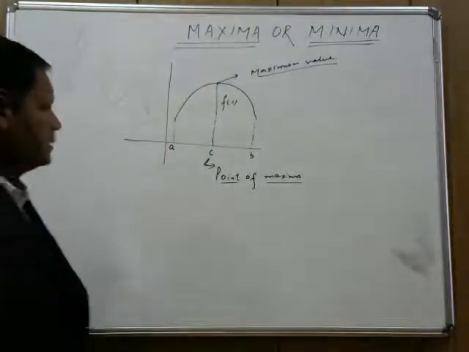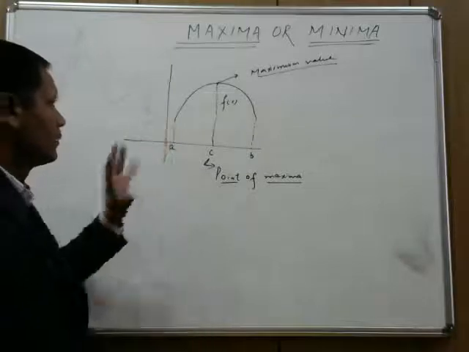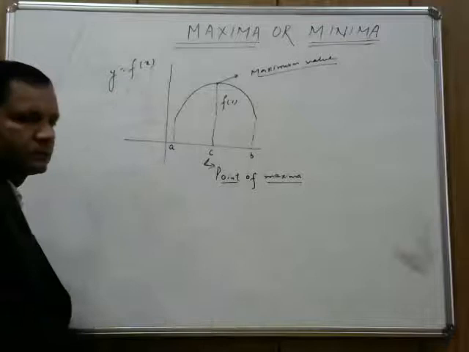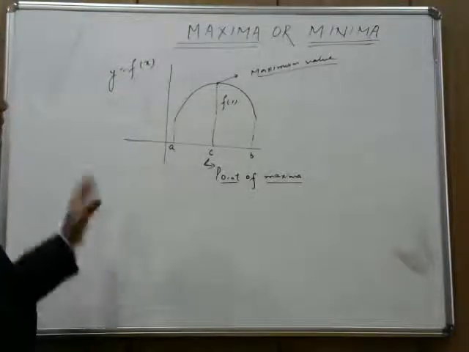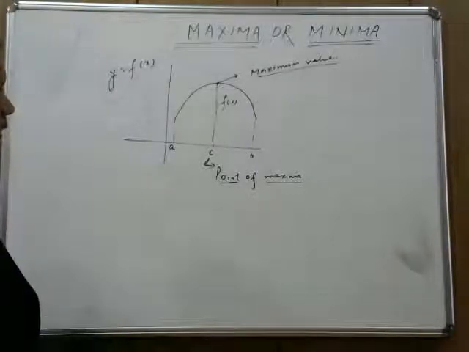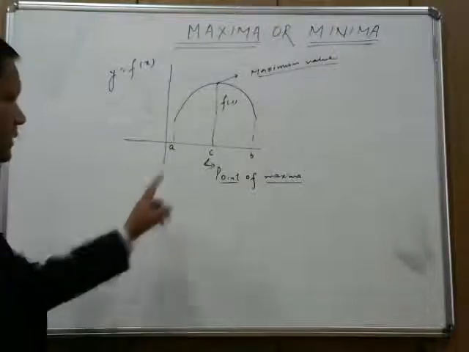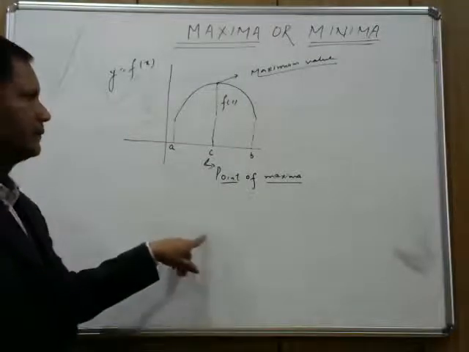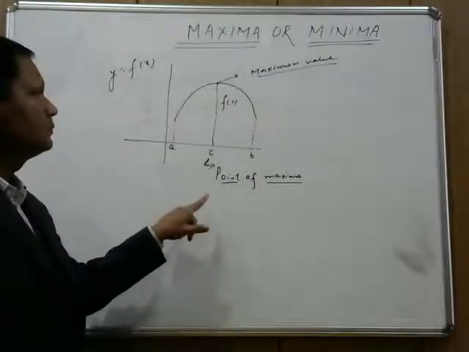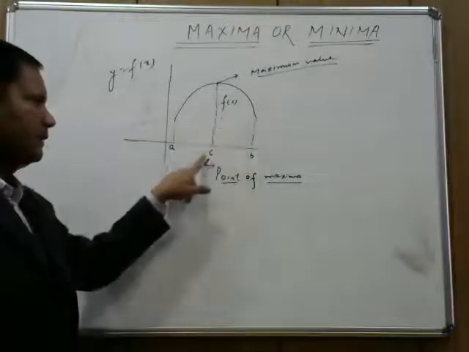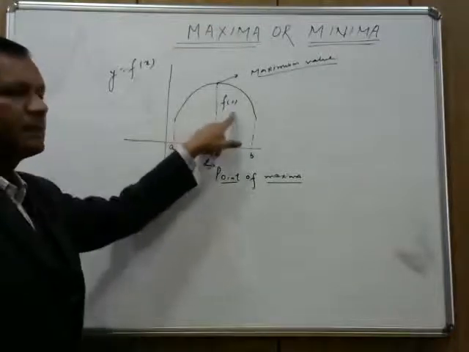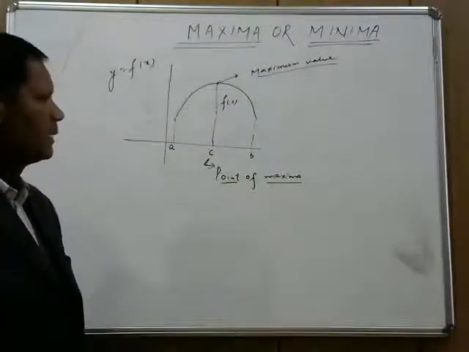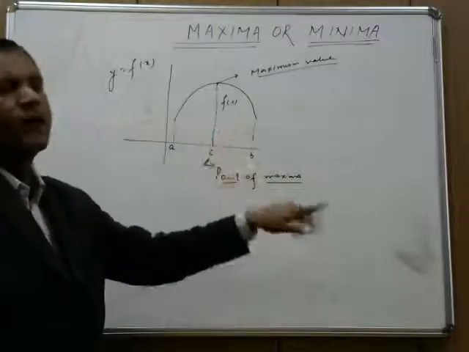Right? That means for a given function y is equal to f of x, if this function is defined in the interval a to b, then it will attain the value f of c at the point c, where f of c is maximum. That's why c is the point of maxima and f of c is the maximum value.